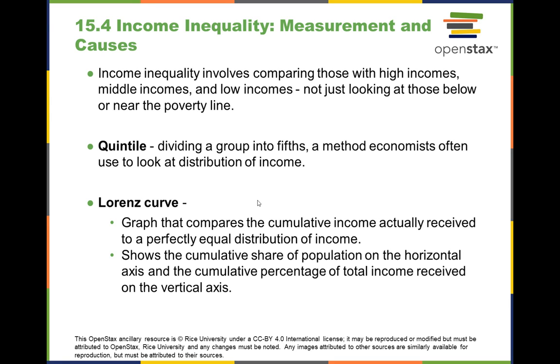The Lorenz curve is a graph that compares the cumulative income actually received to a perfectly equal distribution of income. It shows the cumulative share of population on the horizontal axis and the cumulative percentage of total income received on the vertical axis. This was developed by Max O. Lorenz in 1905, and it helps show income inequality and wealth distribution. His work as an American economist contributed to this, although it wouldn't technically be called the Lorenz curve until afterwards, and it was actually coined by someone else.